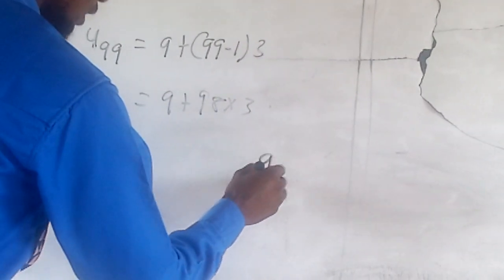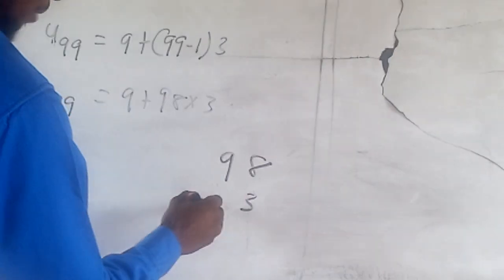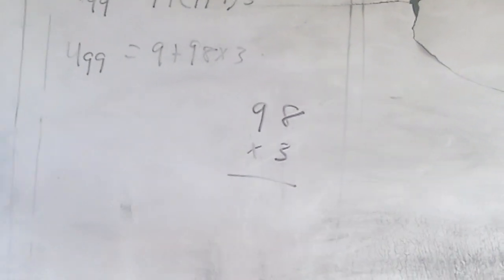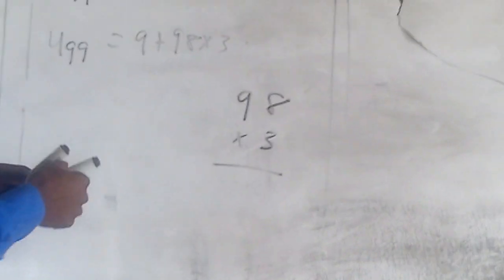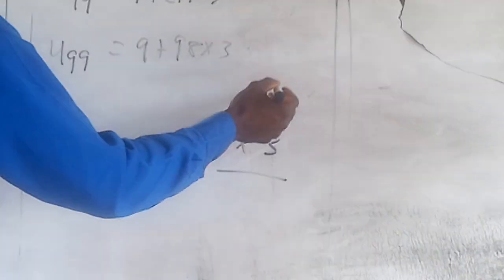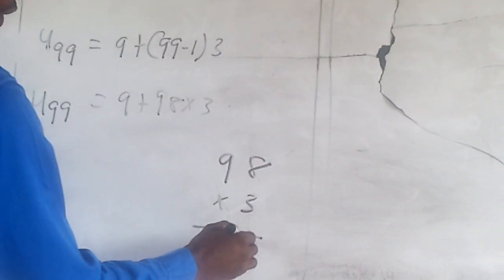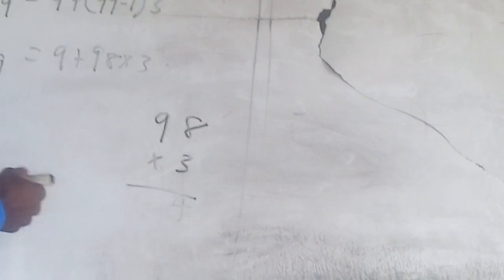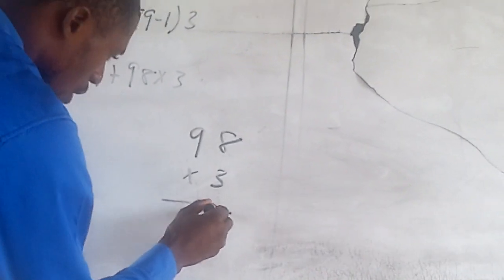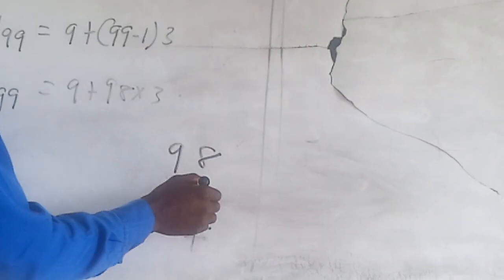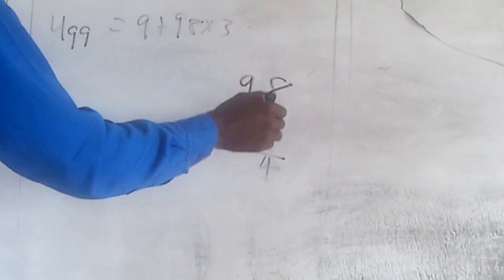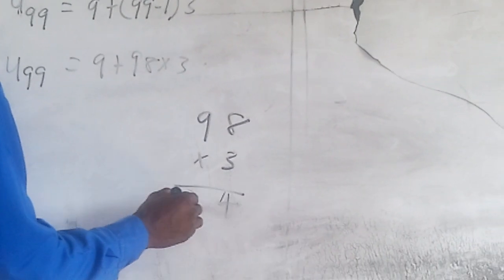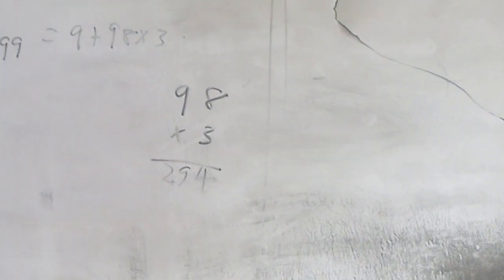Now, if you have 98 multiplied by 3, this is the same thing as well. 3 times 8 gives 24. Write 4, carry 2. Then 3 times 9 is 27, and 27 plus 2 will be 29. So this will be 294.